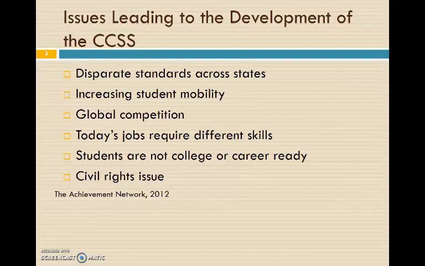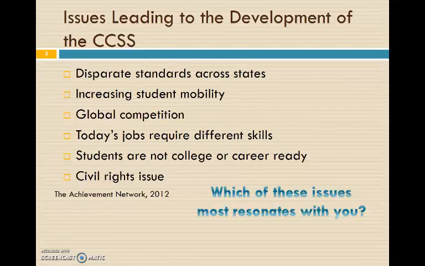We also know from more recent data that employers are not satisfied with the students' abilities and skills and knowledge that they're leaving high school with. It's just not enough to get them a job and for them to be successful in that job. And the last point here, it's really a civil rights issue, because getting a good education shouldn't be determined simply by where you live. And so we saw so much disparity across the states and even communities within states that I believe a national set of standards was required to fix some of that.